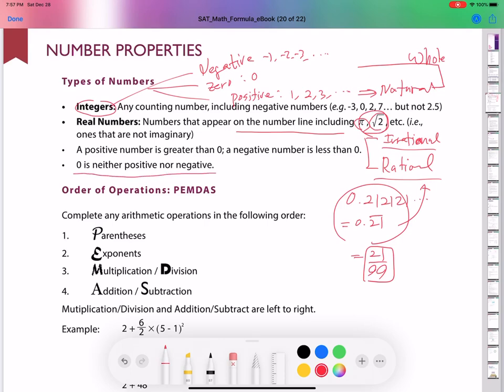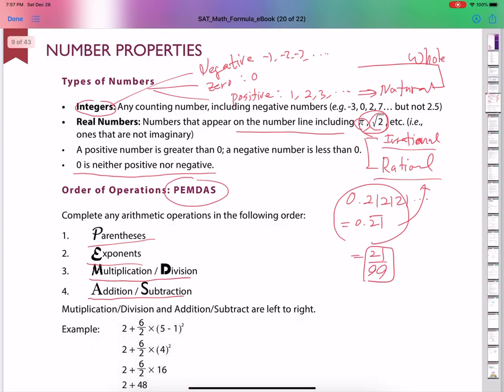Okay, order of operation, PEMDAS. Everybody knows PEMDAS, right? P means parentheses, E means exponent, and then multiplication and division, addition and subtraction. It is order of operation. There's an example here.